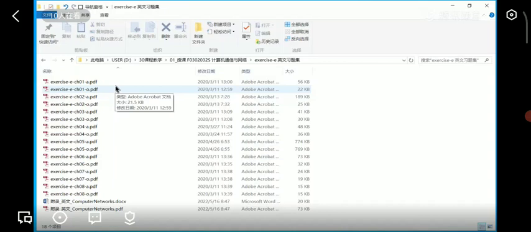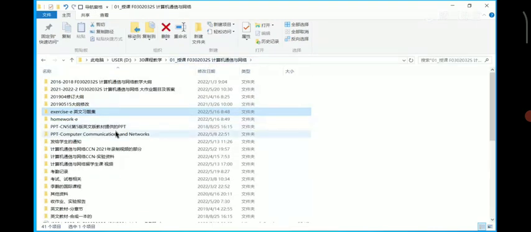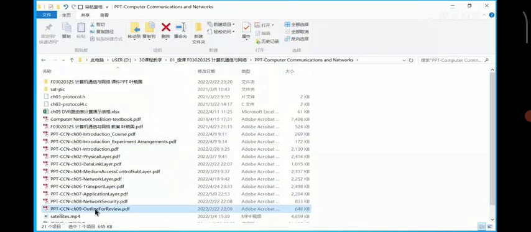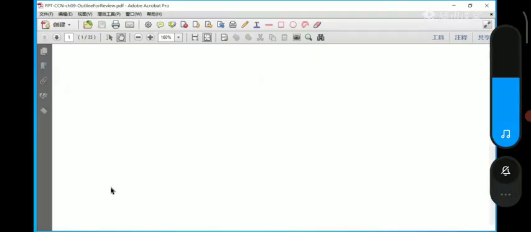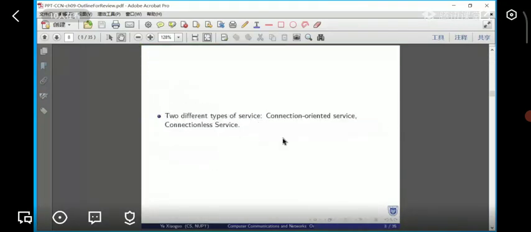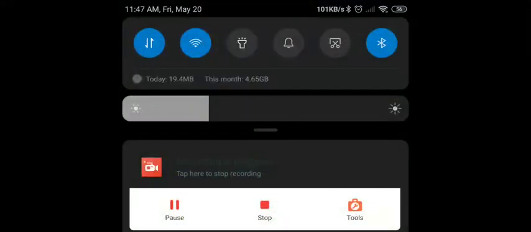Last class this semester, and we have learned almost all points of the textbook. Now today we will review from the beginning. Last time we reviewed through this outline for review PDF files. And we will review some calculation problems.